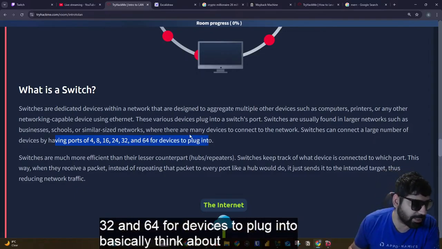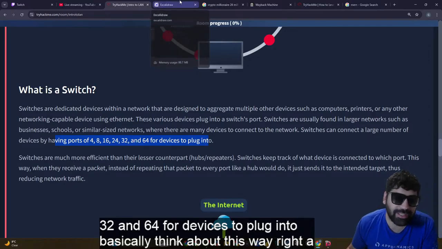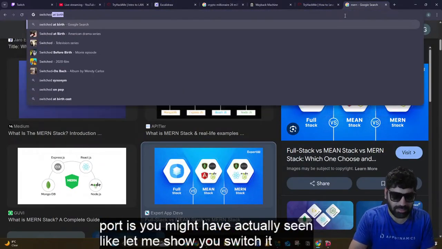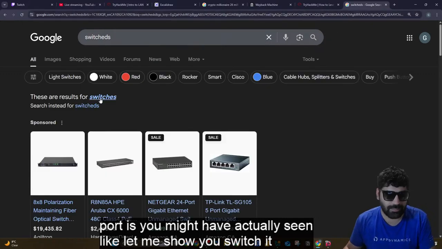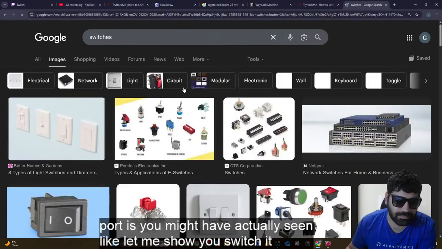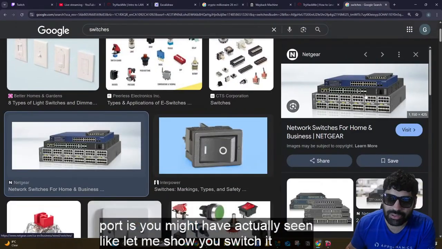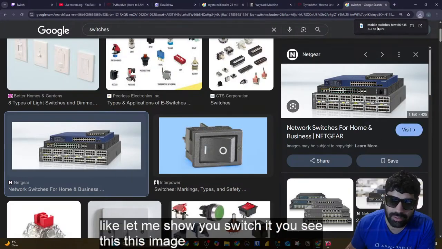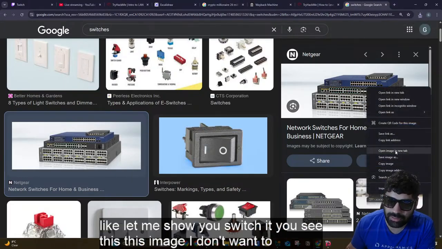Basically, think about it this way, right? A port is, you might have actually seen, let me show you switches. You see this image? I don't want to download it.